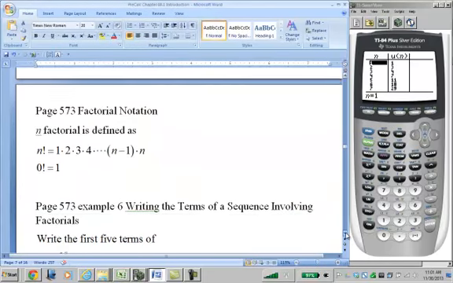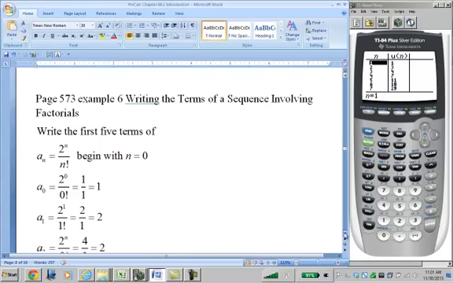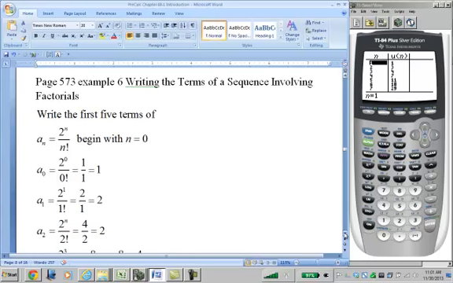Factorial notation. n factorial is defined as n factorial equals 1 times 2 times 3 times 4 ... times n minus 1 times n. 0 factorial is 1. That's a fun proof. That's another thing somebody can get extra credit for, if they wanted to come in and prove why 0 factorial equals 1. It definitely does.